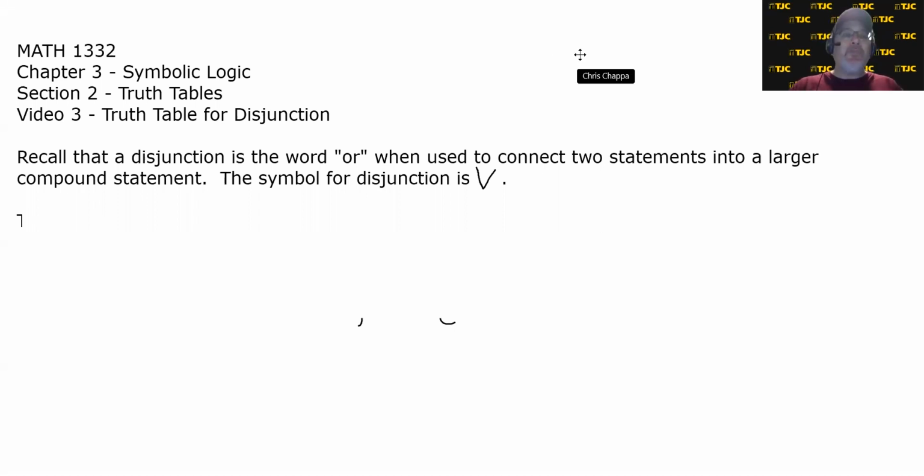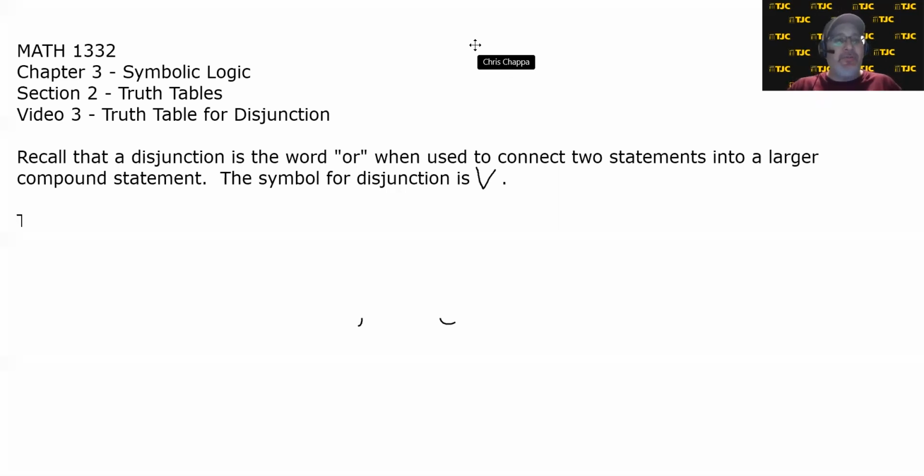but it's quite different. Recall that a disjunction is the word or, when used to connect two statements into a larger compound statement. The symbol for disjunction is a V. By the way, if you're having trouble remembering which symbol is conjunction and which is disjunction, it's easy to remember and or. The one that looks like an A stands for and, the other one is or. But if you have trouble remembering conjunction versus disjunction, one gimmick is that the arrow for disjunction points down. Disjunction and down both start with D.